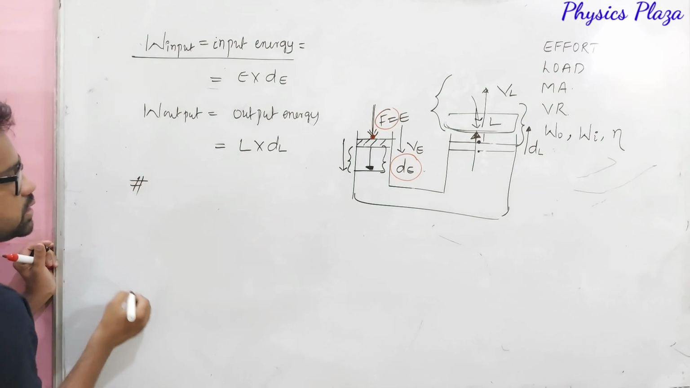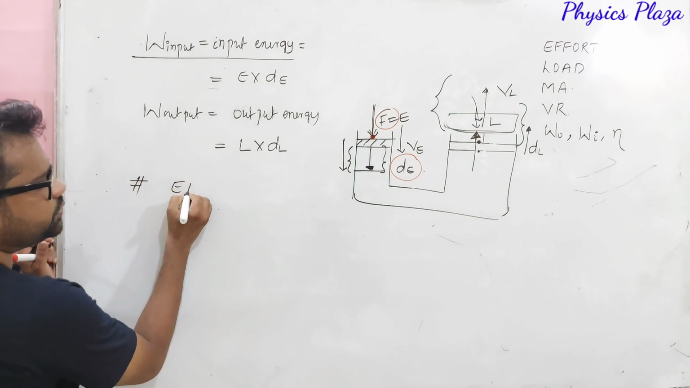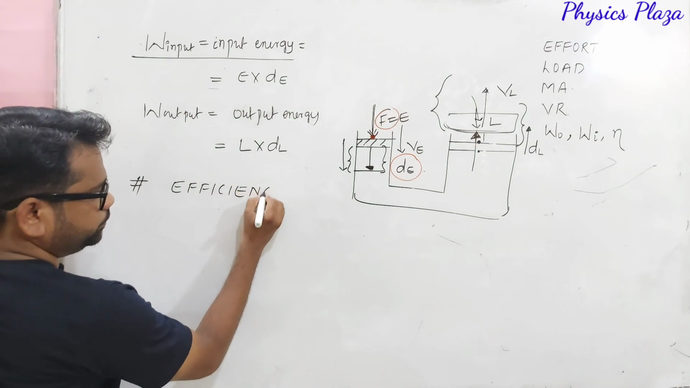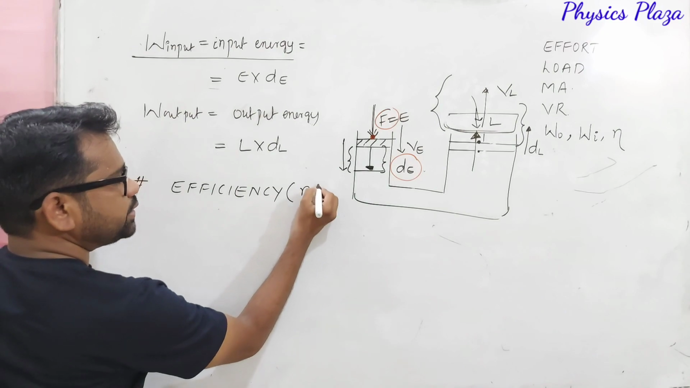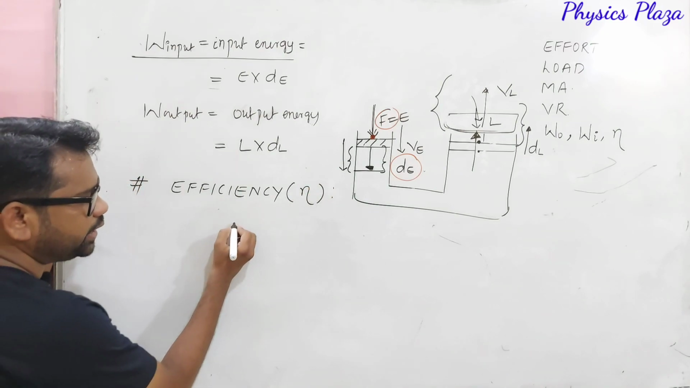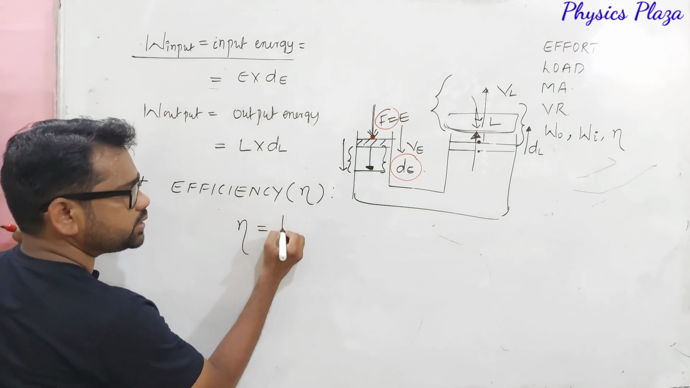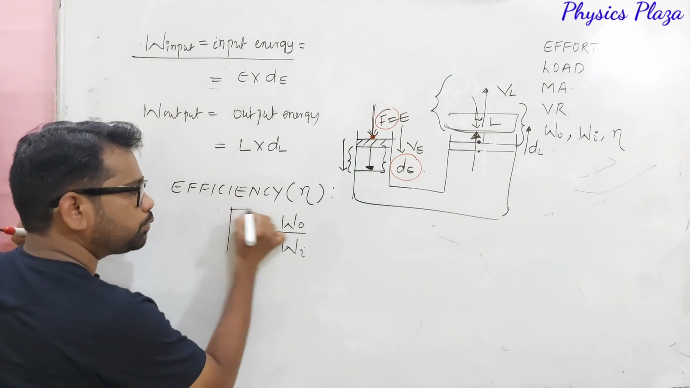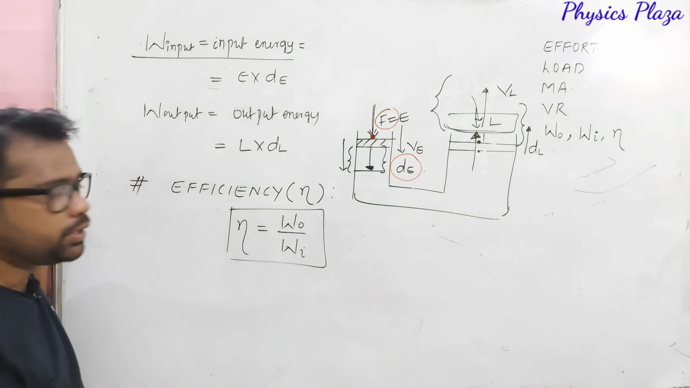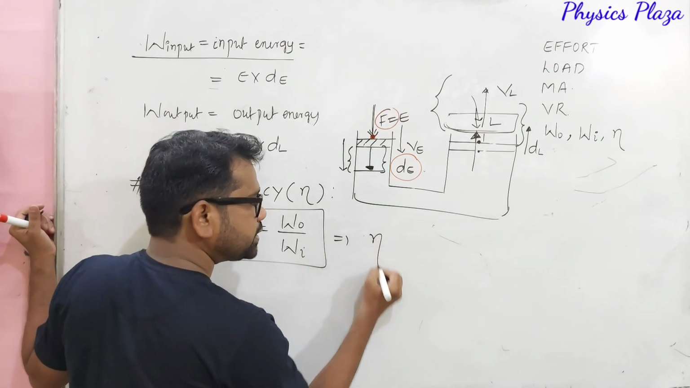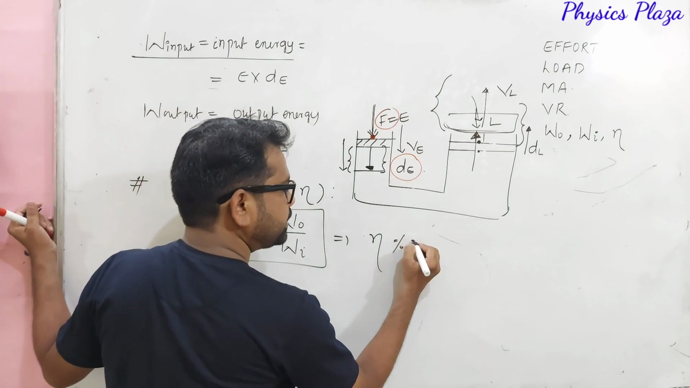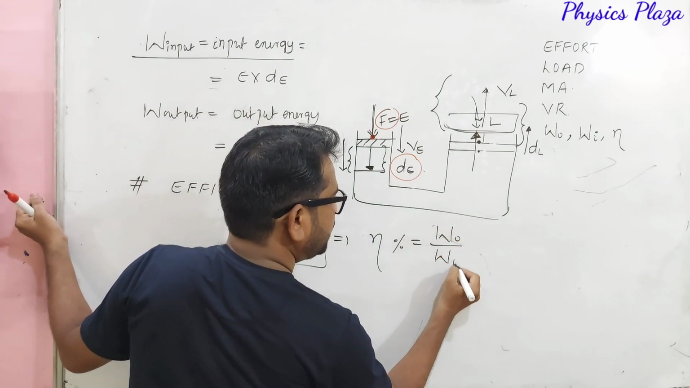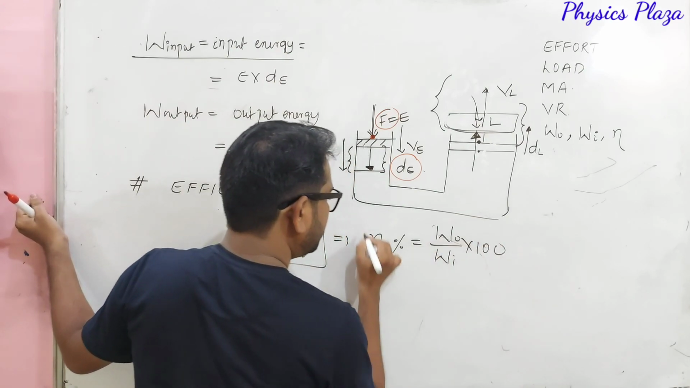Now let us discuss what is actually efficiency. Children, it's very important. Efficiency is represented with the letter eta. Here efficiency is defined as work output by work input. Children, work output by work input. In general, efficiency is expressed in terms of percentage. So efficiency percentage is equal to work output by work input into 100.